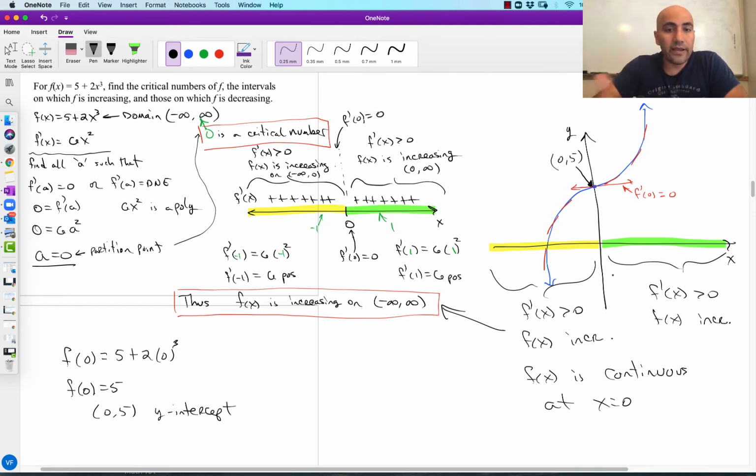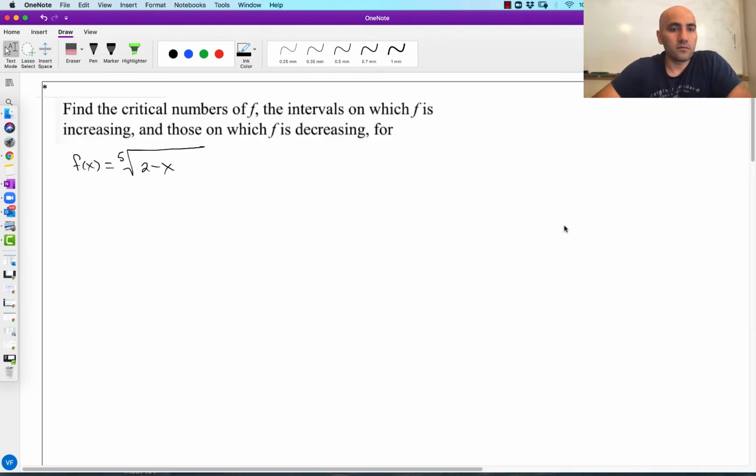The picture is great. I love it. You'll get some credit for that. But you'll be asked to confirm your work using some of these theorems that we're learning here, some of the techniques that we're outlining in this chapter. Okay, let's do another example.